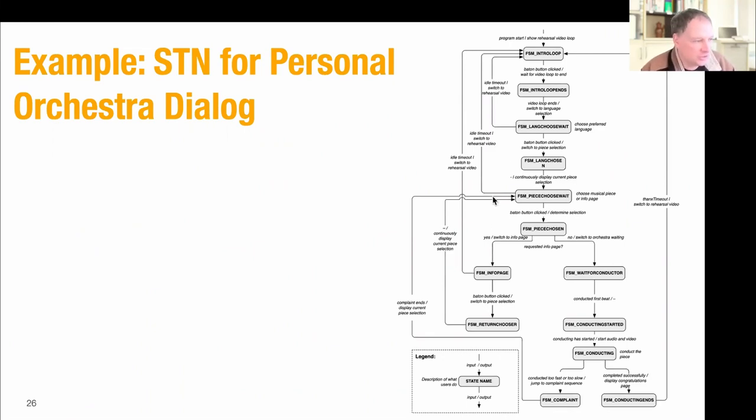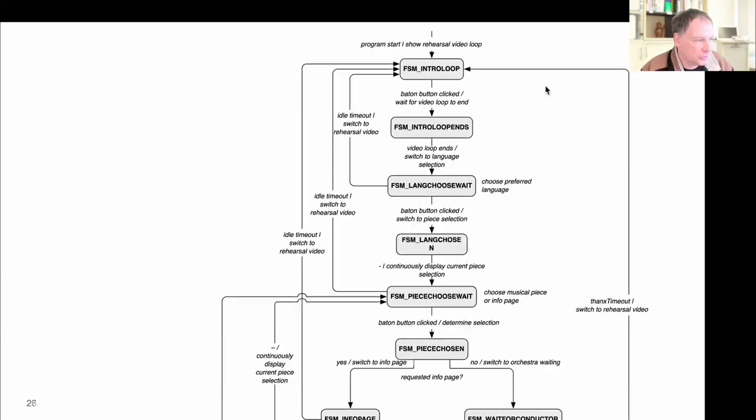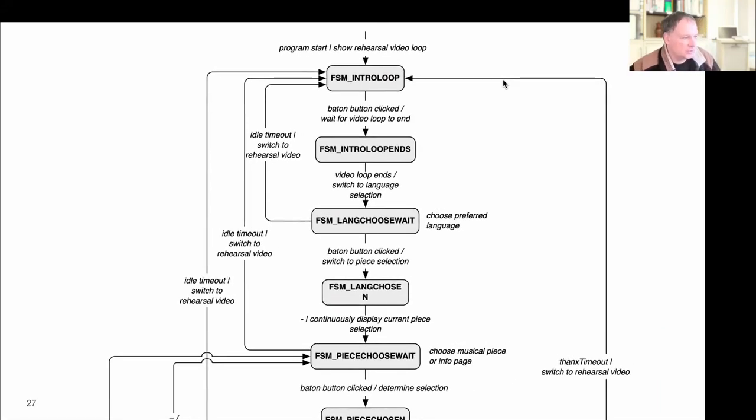You see here basically all the states that the system had in general, and I'm going to zoom in on the start here. So when the program starts, that's the external event happening, and the reaction of the system is to show a video loop that is the orchestra rehearsing, while nobody is using the exhibit. And that's basically happening in the intro loop.